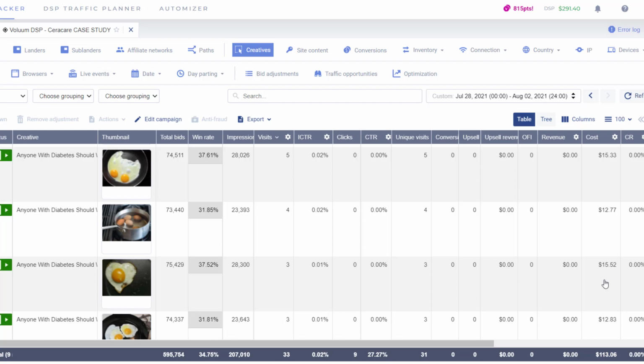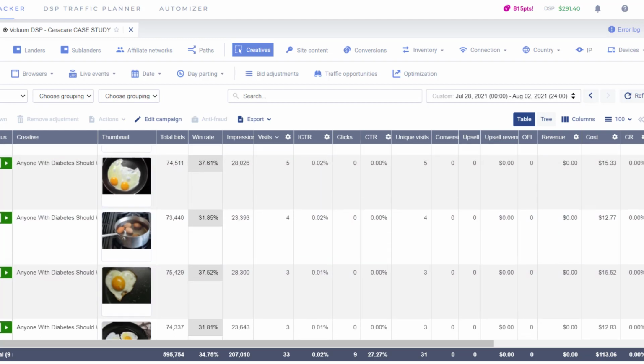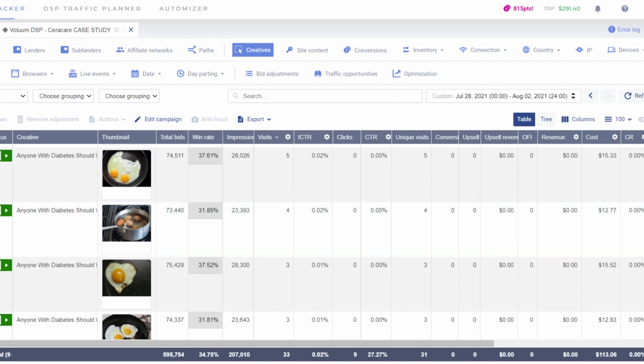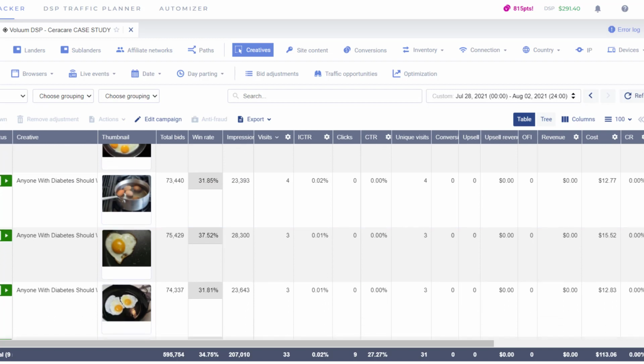But just from looking at all the creatives and the click-through rates, I decided to pause the campaign, and instead of going with desktop, I'm going to test out another volume DSP campaign targeting mobile devices only instead of desktop, because this is just not what I wanted to see, and I wanted to have an exciting case study.